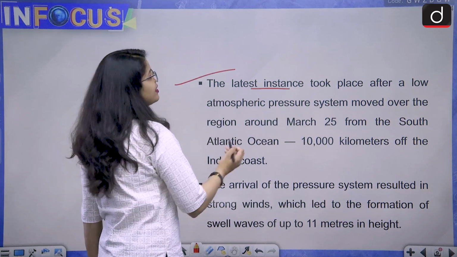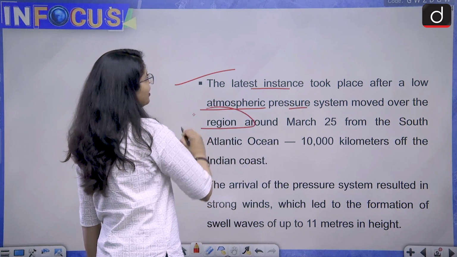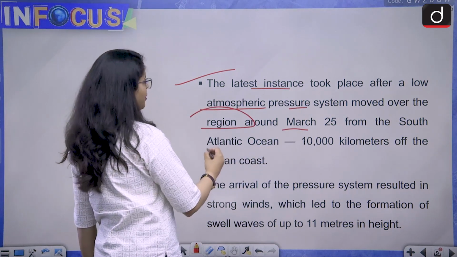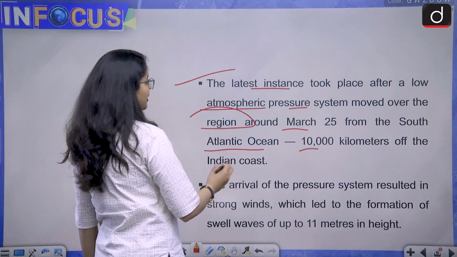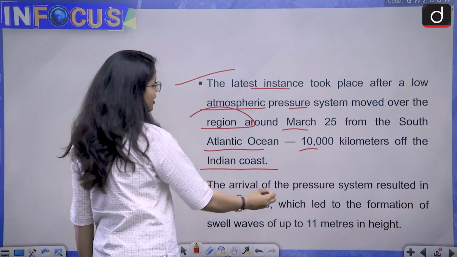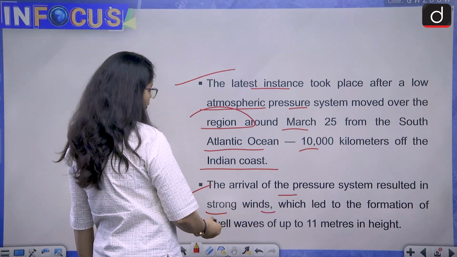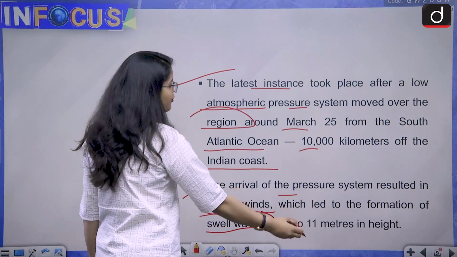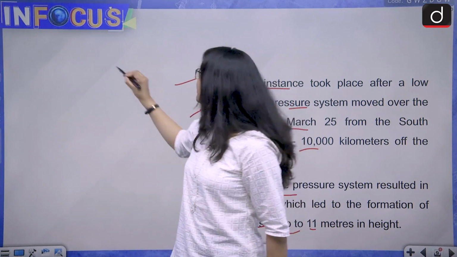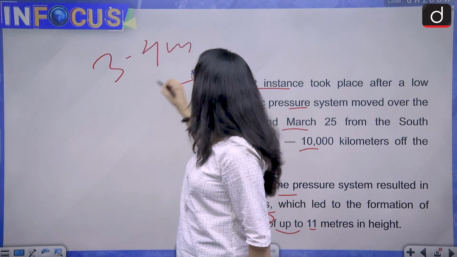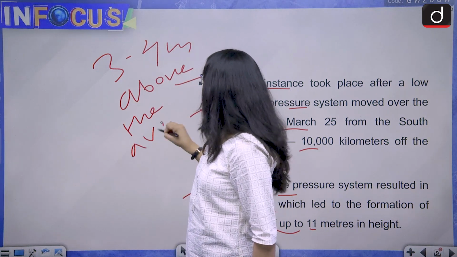The latest instance took place after a low atmospheric pressure system moved over the region around March 25 from the South Atlantic Ocean, 10,000 kilometers off the Indian coast. The arrival of the pressure system resulted in strong winds which led to the formation of swell waves of up to 11 meters in height. So they can rise 3-4 meters above the average height of a sea wave.